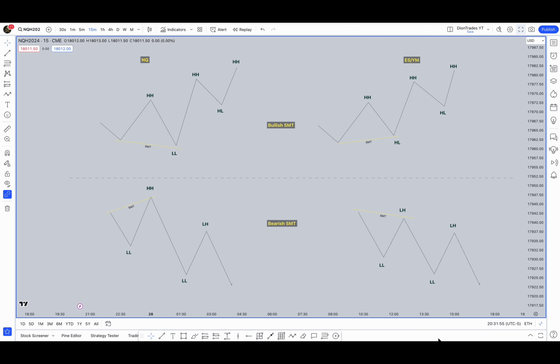There's a difference between a bullish and a bearish SMT. For a bullish SMT, the SMT will be at the lows. So one of the pairs makes a lower low, and one fails to make a lower low, makes a higher low, and indicates a bullish reversal. A bearish SMT happens at the highs. One of the correlated assets fails to make a higher high. For example, here, NQ makes a higher high, and one correlated asset fails to make a higher high with an SMT or a bearish reversal.